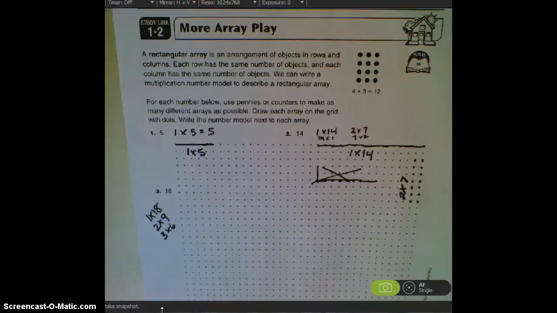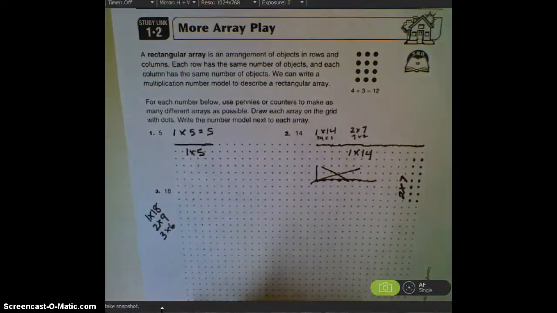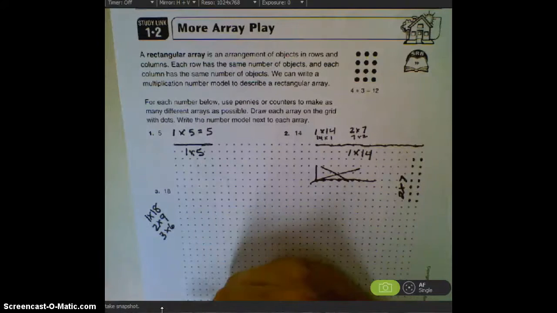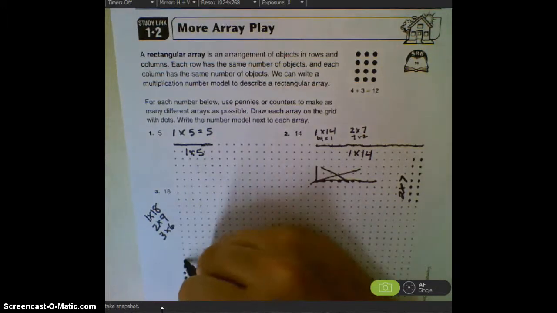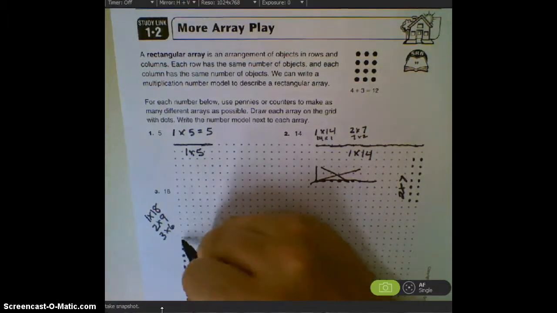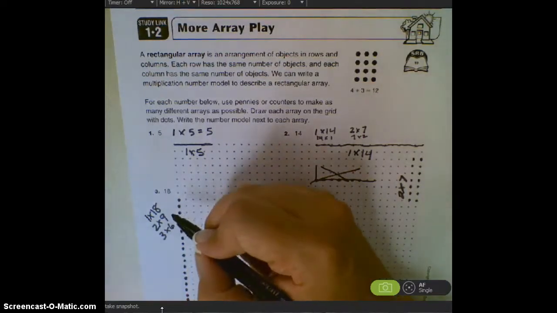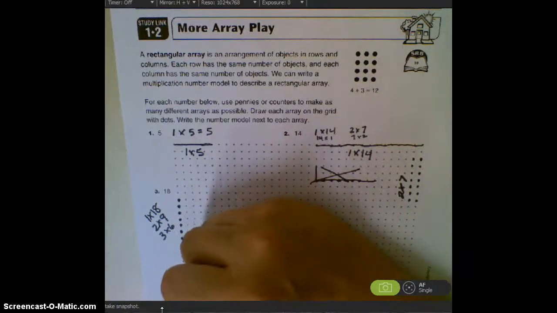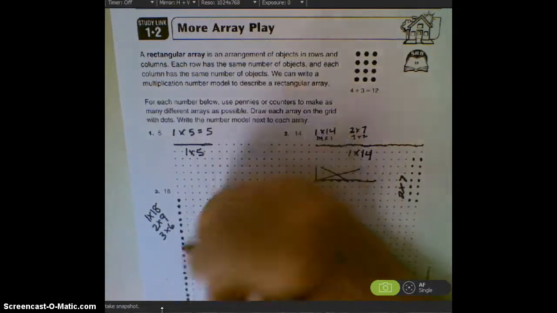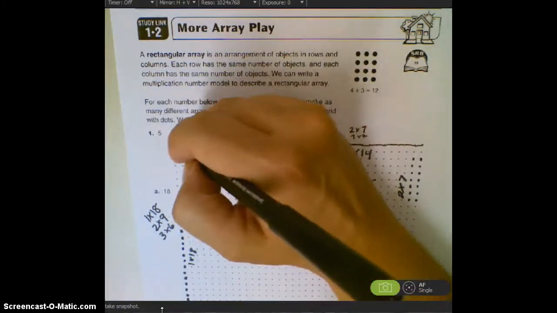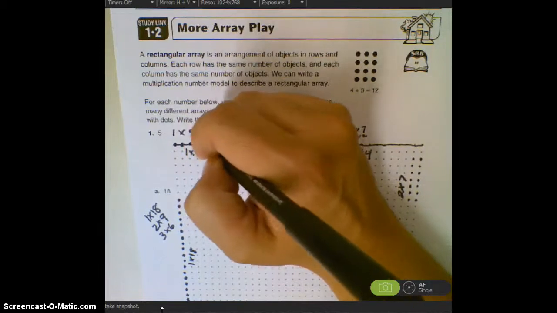So here we go. Let's do our super long 1 by 18 first. Maybe I'll go up this time. 1, 2, 3, 4, 5, 6, 7, 8, 9, 10, 11, 12, 13, 14, 15, 16, 17, 18. There's my 1 by 18. This one I probably should have done the dots a little bit more clearly.